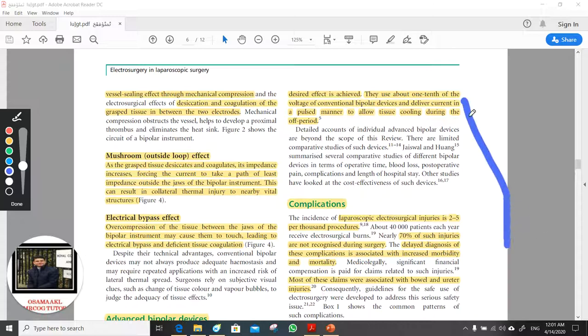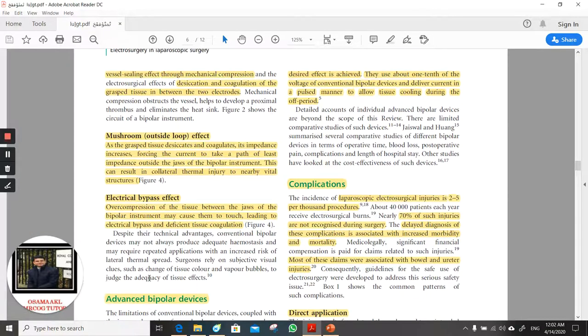The instrument is like this. It has two tips. You are heating the tissue in between. If you approximate this end and this end too much, they become very near. Electricity can pass from the positive electrode to the negative electrode without having effect upon the tissue. So electricity can bypass the tissue, which is something bad. We don't want this to happen. So avoid too much approximation of the tips of the instrument.